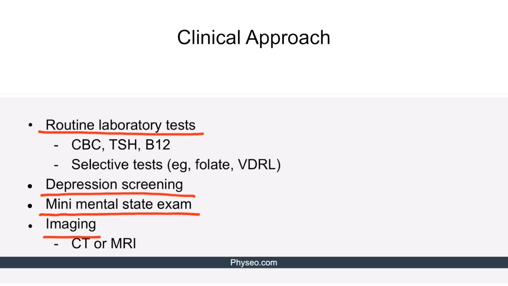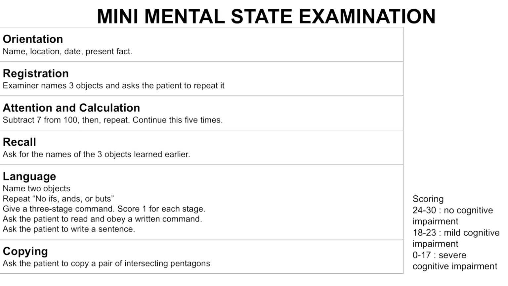Let's take a closer look now at the components of the mental state exam. Here's a table showing the components of mini mental state examination. As seen, orientation is checked by asking about the patient's name, location, date, and present facts. Registration is checked by asking a patient to repeat 3 object names proposed by the doctor. Attention and calculation is checked by asking a patient to subtract 7 from 100 at least 5 times. Recall is checked by asking the names of 3 objects the doctor told the patient earlier.